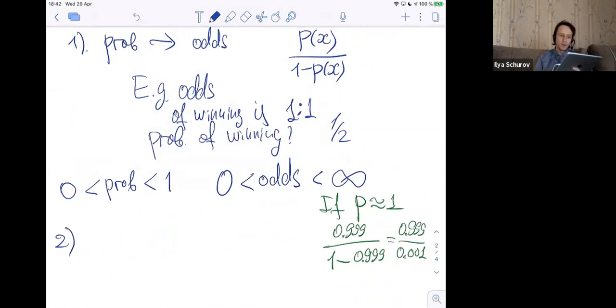Can anybody suggest any function that allows me to convert this array from 0 to infinity to the whole line? Some function that is defined for positive numbers and whose values are all numbers from negative infinity to plus infinity. Are there any functions with these properties? Well known.